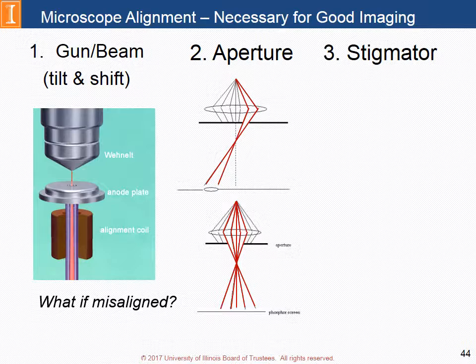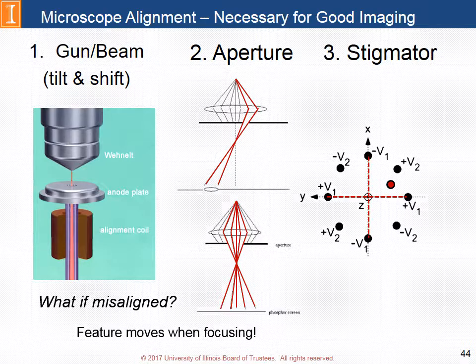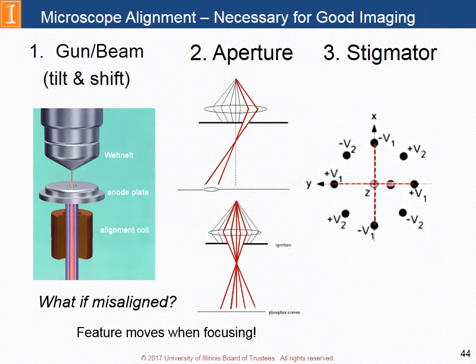So what if these two are misaligned? We will see features moving when we are focusing. We need a stigmator to correct astigmatism, so the stigmator also needs to be aligned.